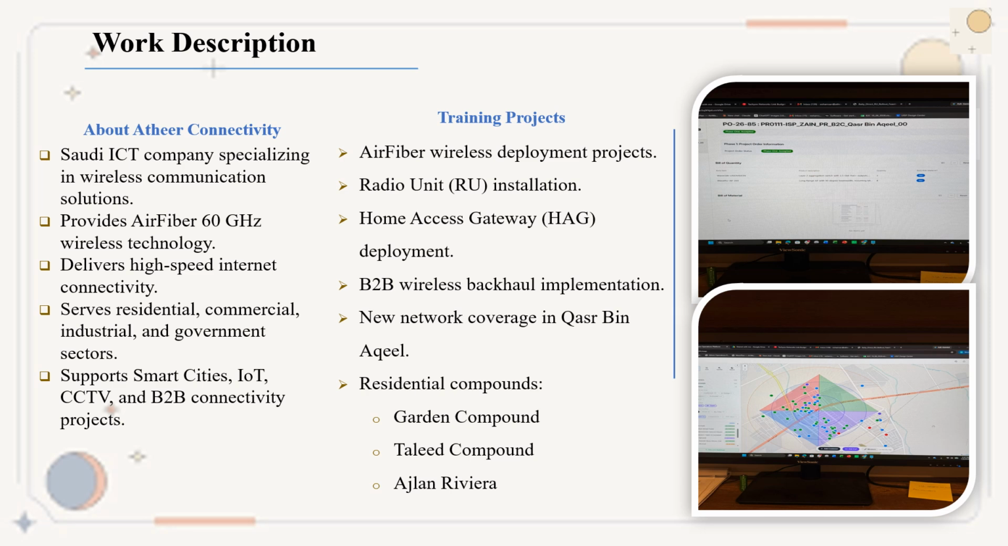Also the POE injector has two ports. One port is POE and the other port is LAN. The cable that comes from the RU from the roof is connecting directly to the POE to give power to the RU upstairs in the roof. Then the second cable will connect from the LAN and connect directly to the HAG, which is the home access point, the modem.